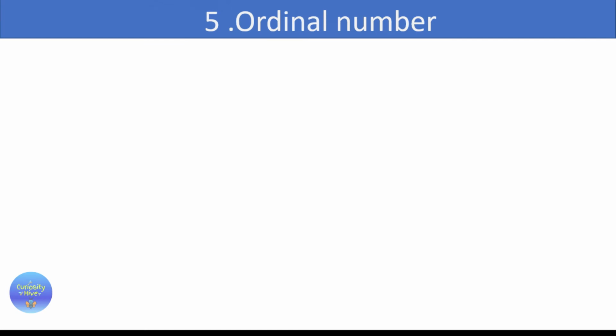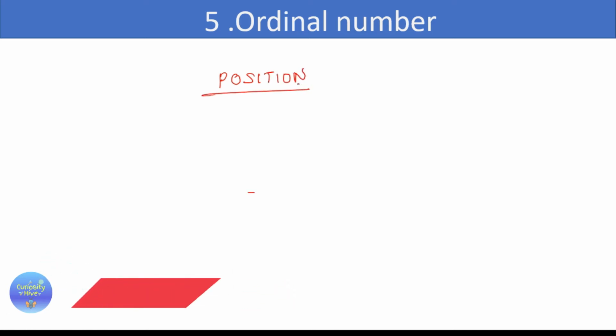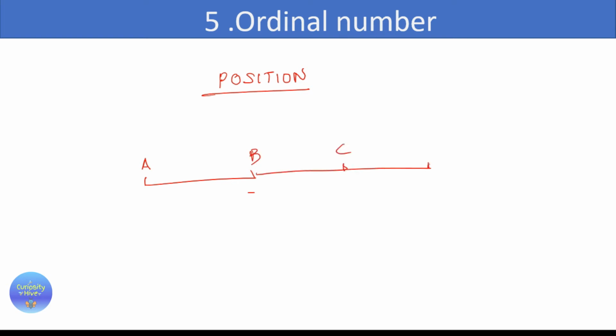Now what is ordinal number? Well, ordinal number is something that tells you the position of the item in a queue or in a number line. So for example, if there is a list where A, B, C and D are positioned in this manner, in this case, A is in first position. So this is an ordinal number.